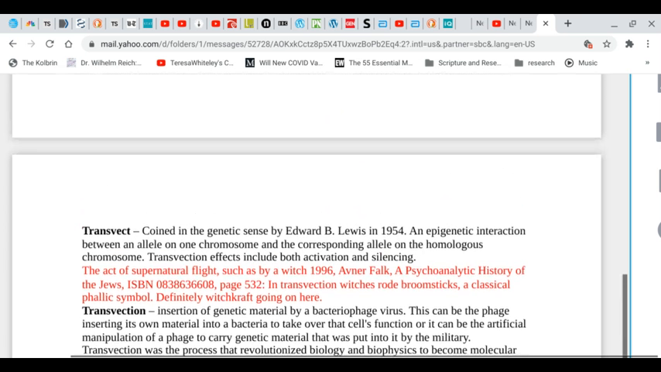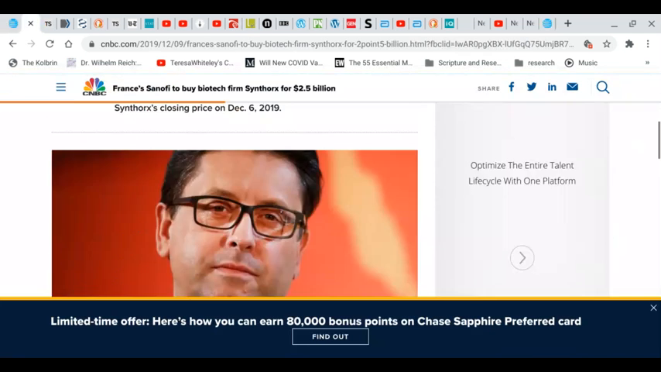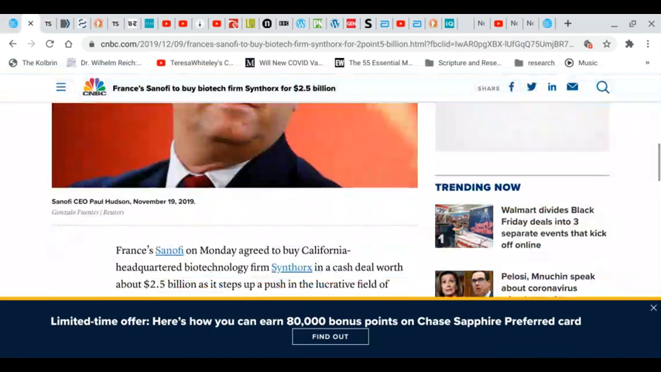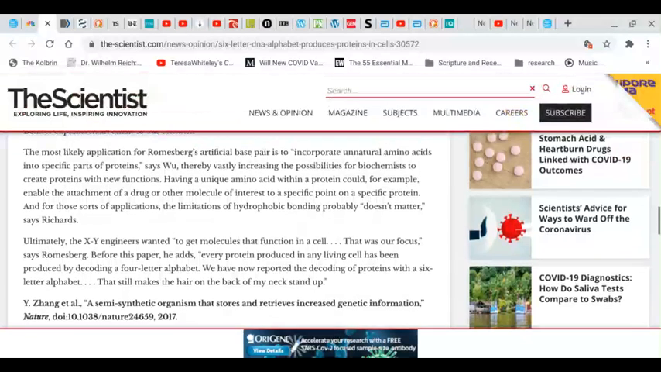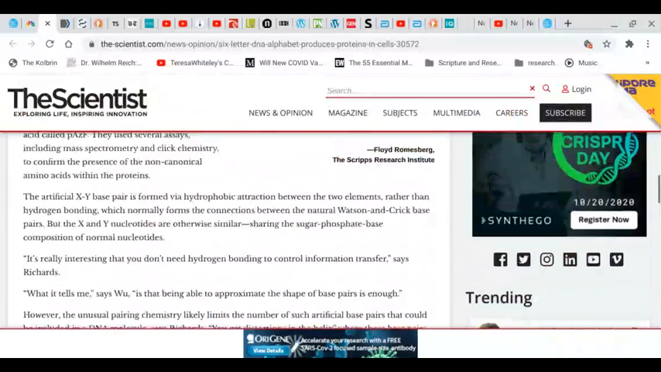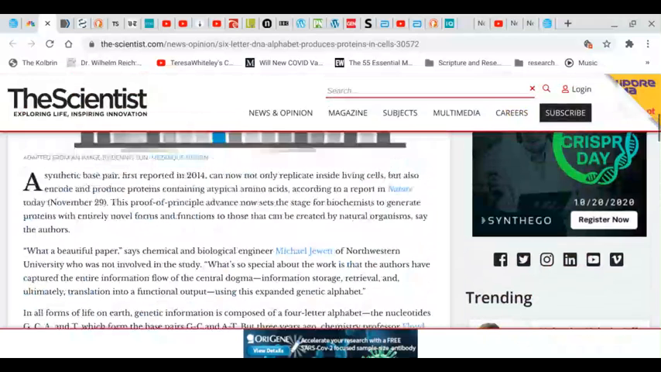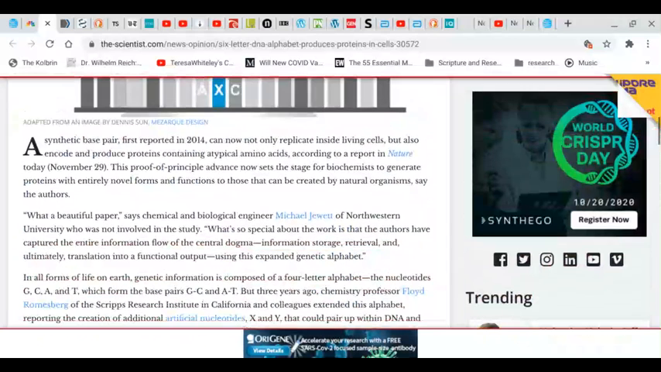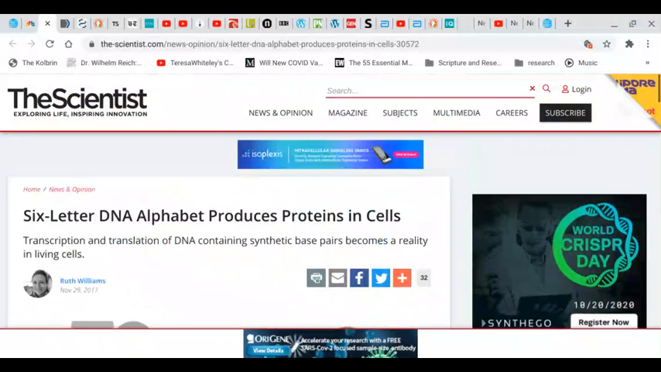So I just wanted to remind you, since we were talking about these words, transfection, transformation, and I'm just trying to give you more evidence of the literal rewrite, the reprogramming, the rewriting of humanity. This is absolutely no joke.